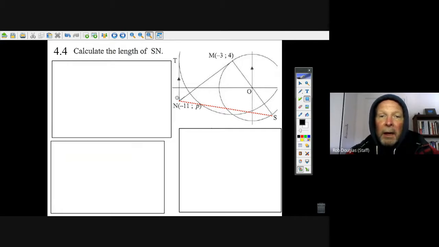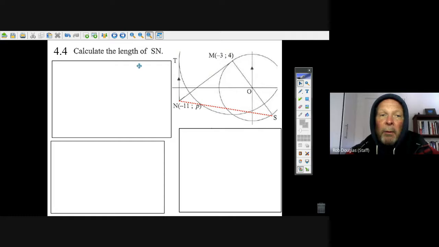Well, SN, I drew a little picture of it, just to see what I'm looking for. Gee, this looks like a right angle triangle. That's a tangent perpendicular. I'm thinking Pythagoras would be a quick way to do it, but I can't get at this distance. I can see this one is 10 because it's 5 and 5. We did that in the last question. But this distance I don't know. I need to figure out what P is.